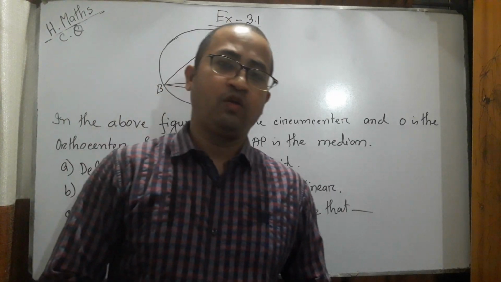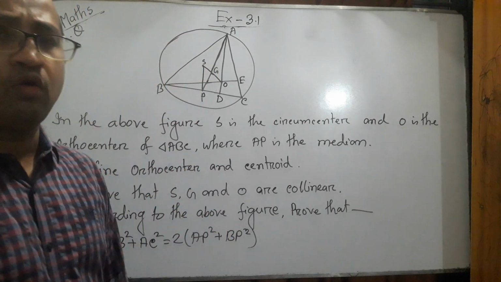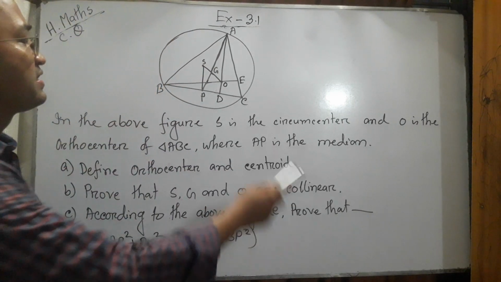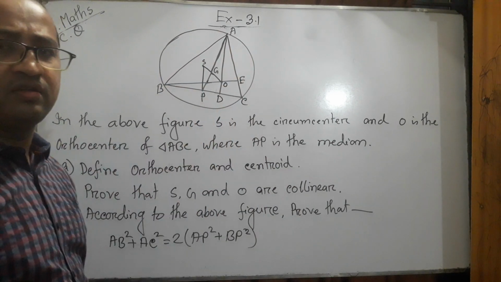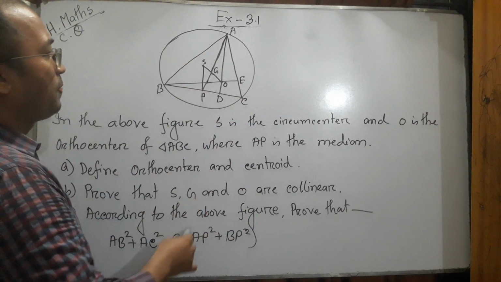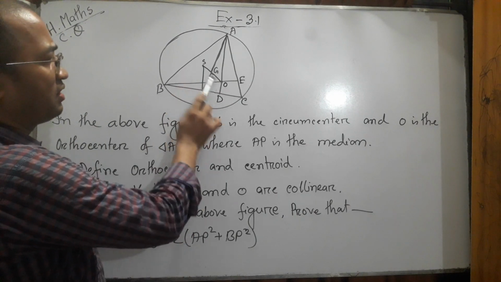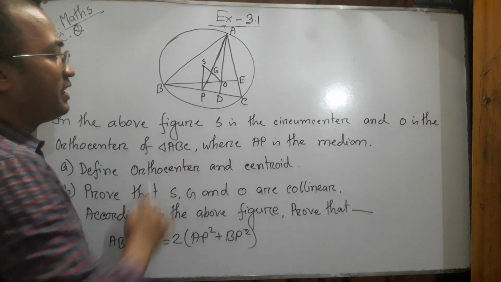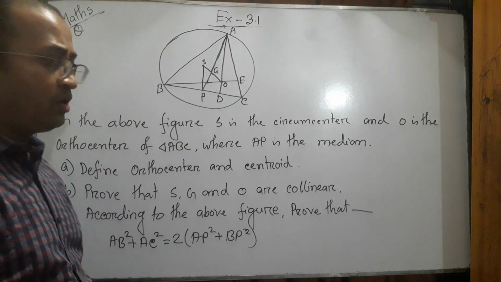Now students, I will discuss a creative question. Look at the board, and all of you should note this question. A figure is given. Here ABC is a triangle inscribed in a circle. S is the circumcenter, O is the orthocenter, and AP is the median from the vertex A to the line BC.